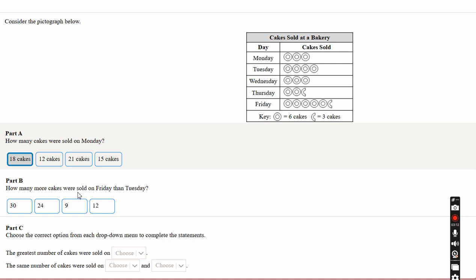How many more cakes were sold on Friday than on Tuesday? So how many cakes were sold on Friday than on Tuesday? That means subtraction. When they say how many more, it means subtraction, the cakes of the Friday from the Tuesday. Let's check. So how many cakes are there on Tuesday? There is 1, 6, plus there's 1, 6. Why am I considering them as 6? Because they have given us the key here.